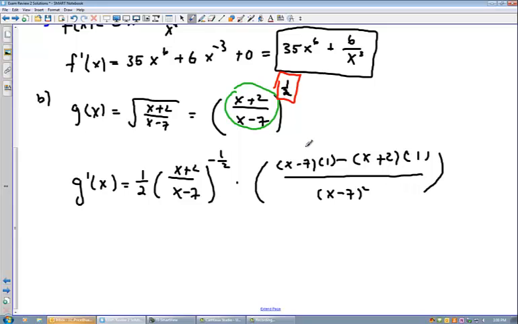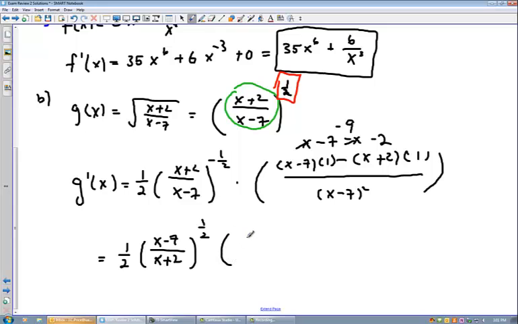Now I can clean up the top. I have x minus 7, and then minus an x, minus a 2, because this times 1 is just this. And then the x's will cancel, and I'll be left with minus 9 on top. So this is equal to 1/2, and let's just flip these, because that's what the negative sign says. So x minus 7 on top, x plus 2 on bottom. I just flipped it, because that's what that negative sign means right there. And then all times minus 9 divided by x minus 7 quantity squared.